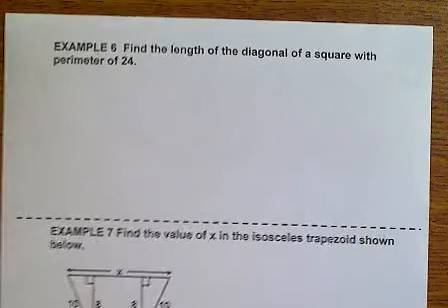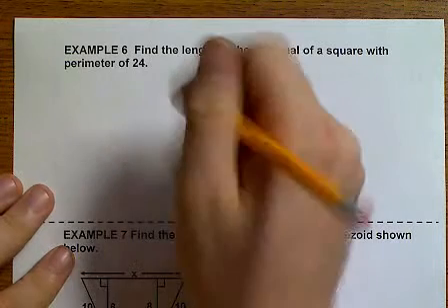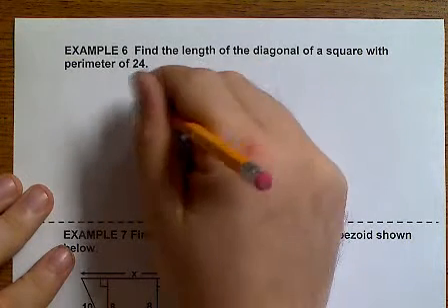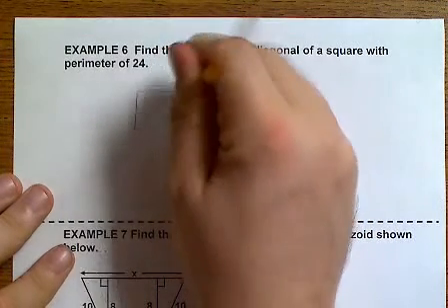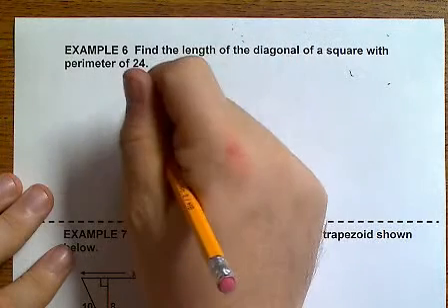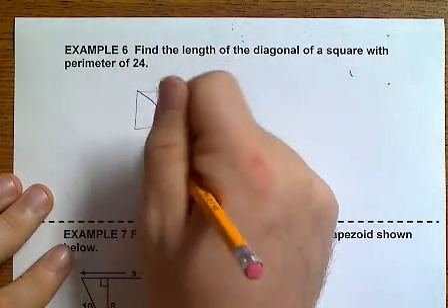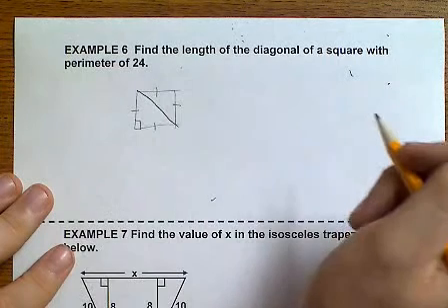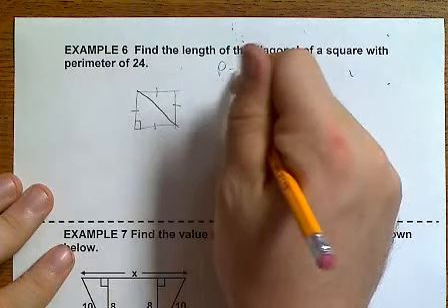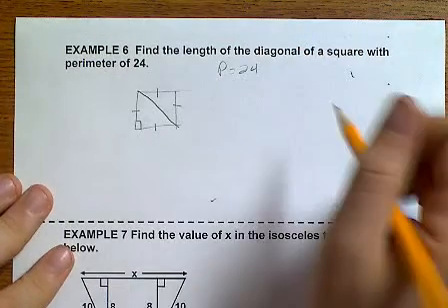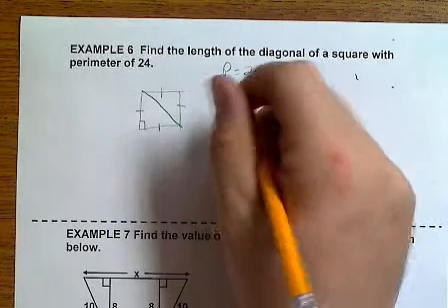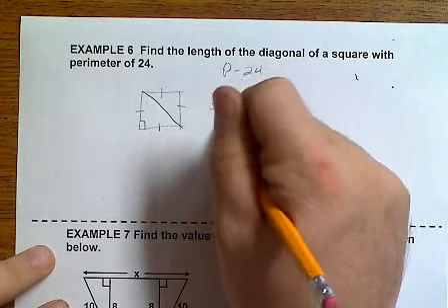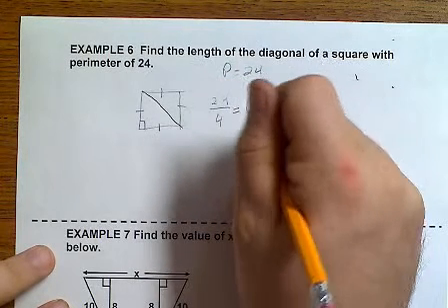Let's go ahead and look at example number 6. Find the length of the diagonal of a square with a perimeter of 24. I'm not terribly good at drawing my squares. And I know it's a square, so I know all those are the same, and I know that that's a right angle. Well, the perimeter being 24, I need to find the length of one side. So 24 divided by 4 is 6. So the length of each side is 6.